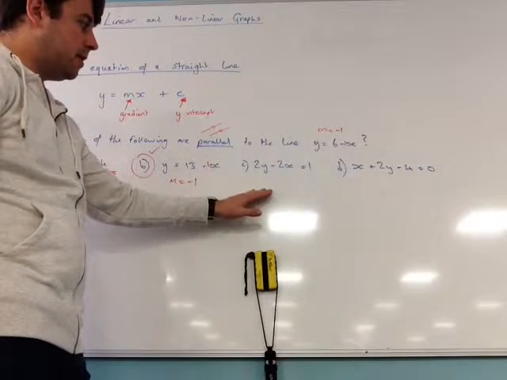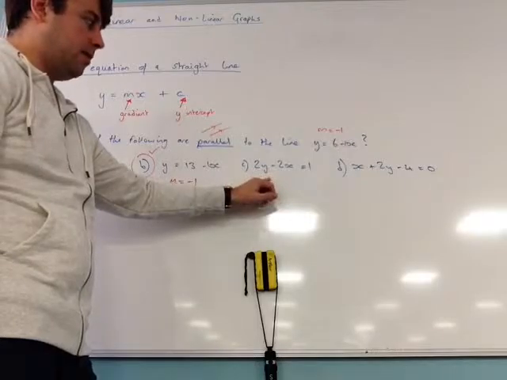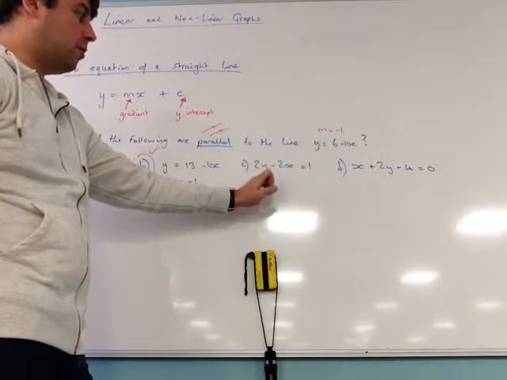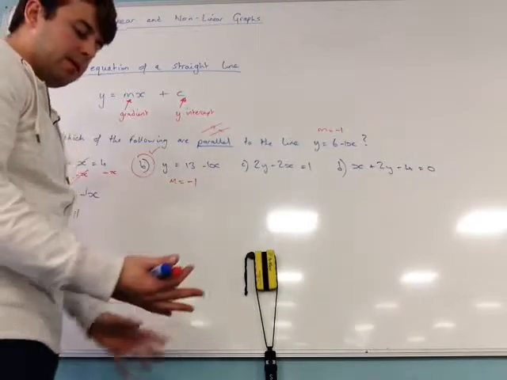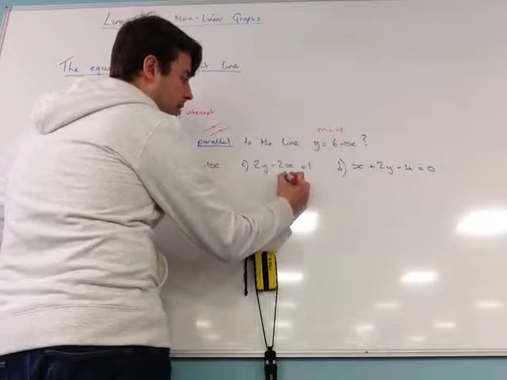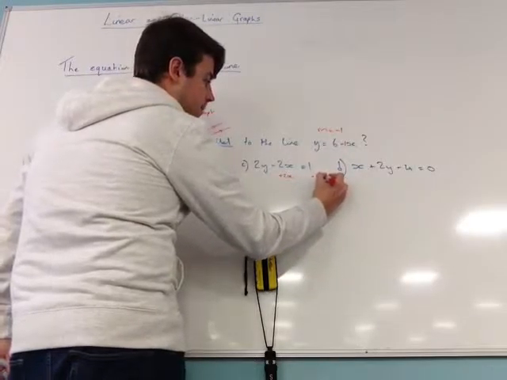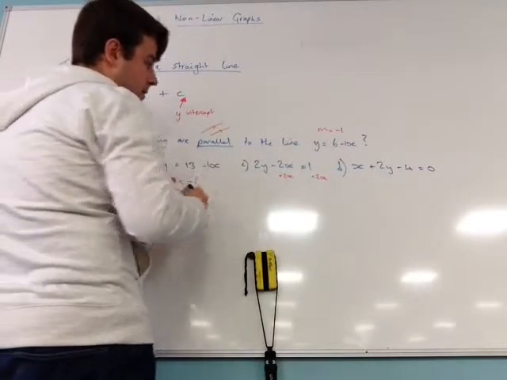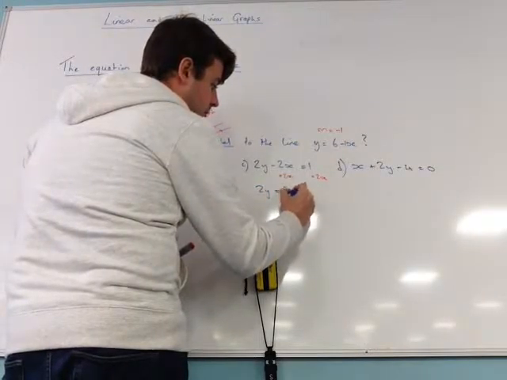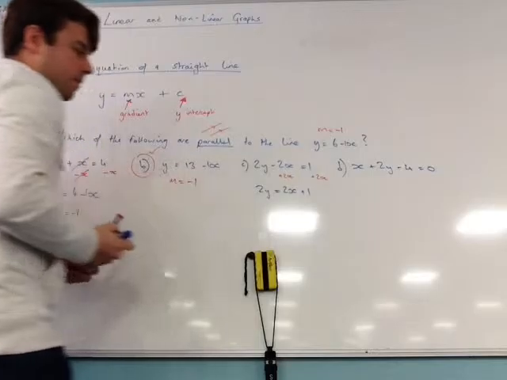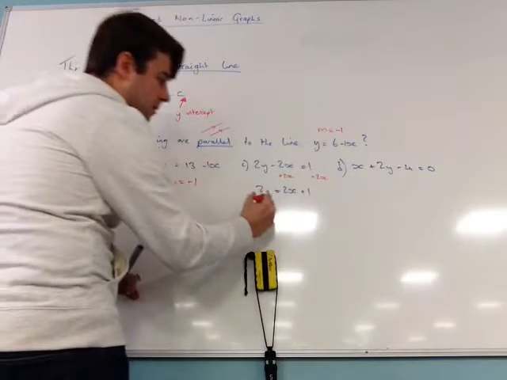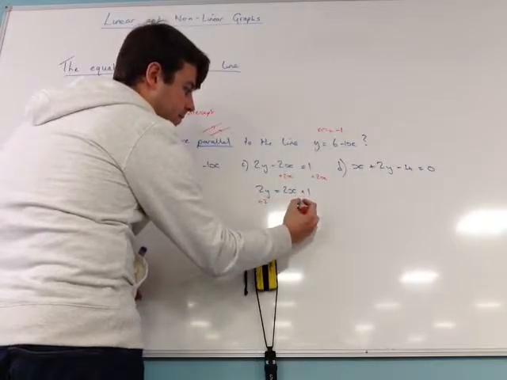Okay, this is a bit more complicated. Y is not the subject, it's not y equals something, and I can see here I've actually got 2y, which I haven't seen before. But I'm going to deal with it the same way. I'm going to try and get y on its own. And the first thing to do here will be to add 2x to both sides. So that will give me 2y equals 2x plus 1. Fine. The last thing I need to do now to get y on its own is to divide by 2.